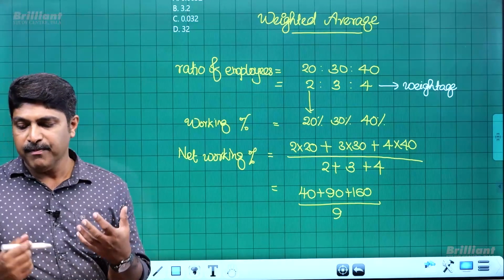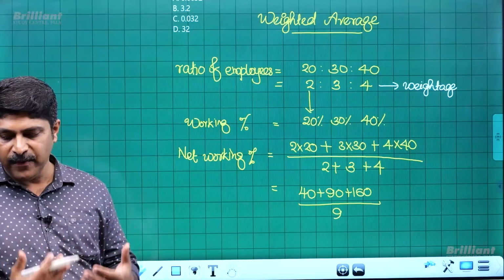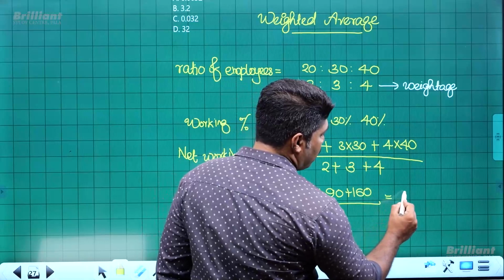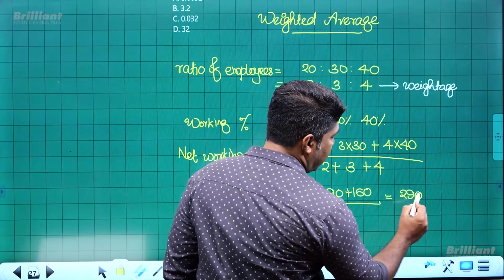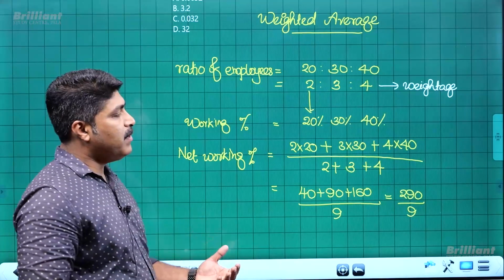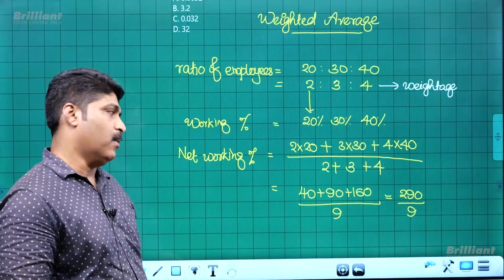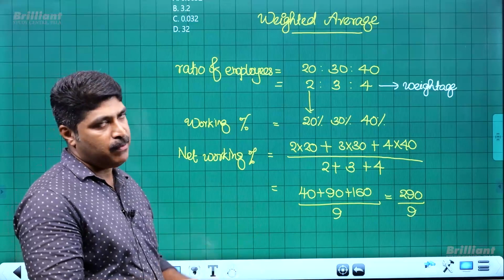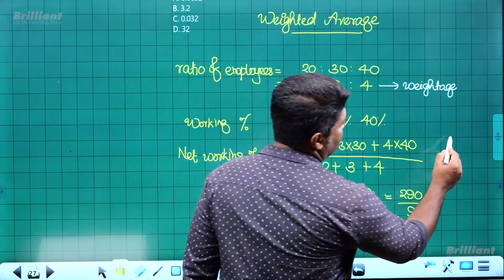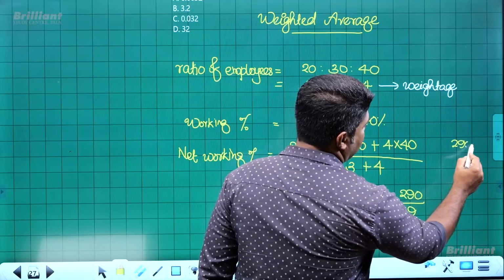So we have to simplify this value, this approximate value we have to catch. So what is the sum here? This is equal to 290 by 9. So is this 290 divisible by 9? No. So we have to take an approximate value. So approximate value, how many times this 9 lies in 290? You just do the normal division here.